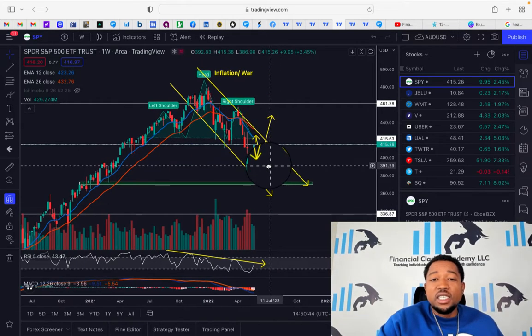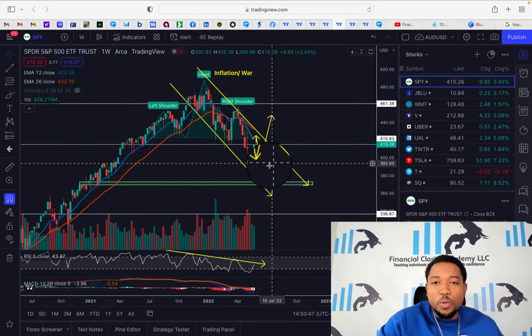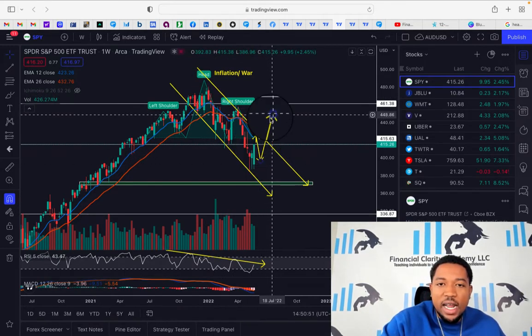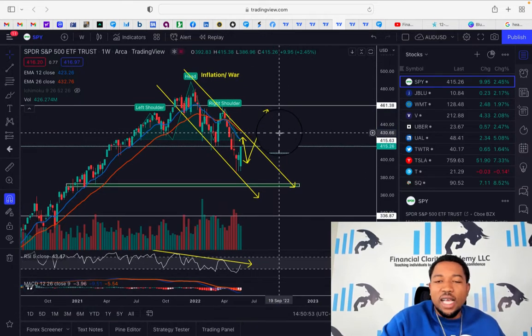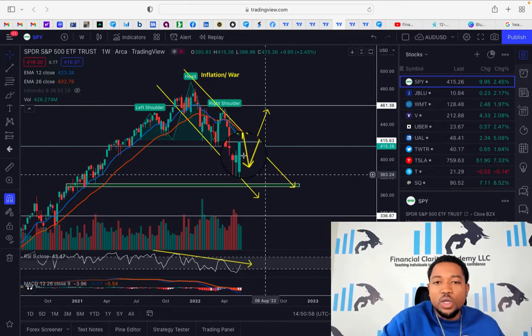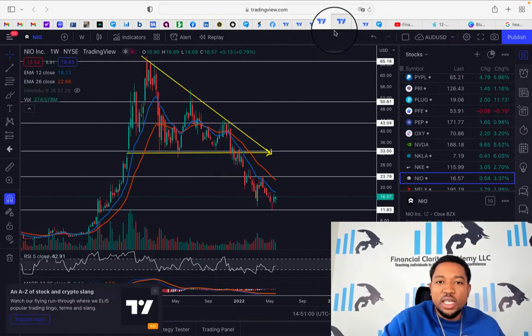So the answer is, for us to get out of the bear trend, we have to break this diagonal resistance by creating a higher low and a higher high. This will get us out of the bear trend. As long as we stay in this channel going down, we will be bearish. So let me show you an example.